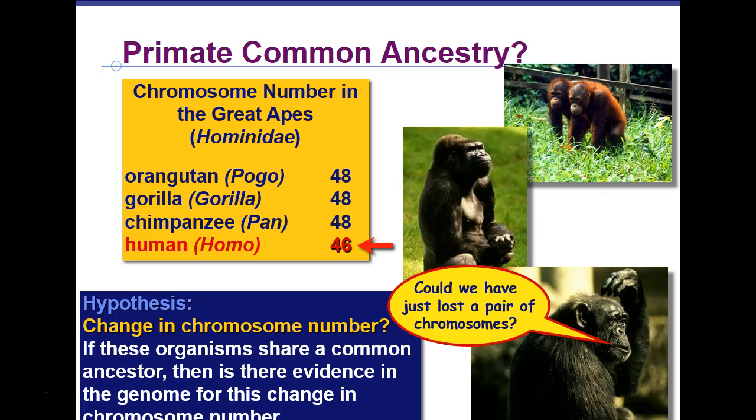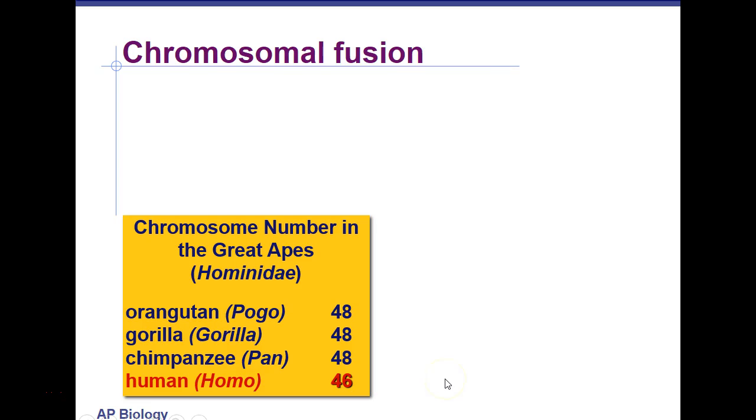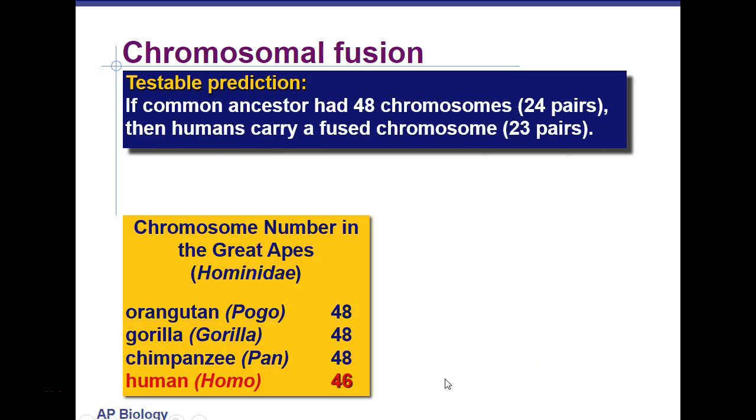So is there another hypothesis we could test regarding this change in chromosome number? Well, if these organisms share a common ancestor, then is there evidence somewhere in our chromosomes to account for this change? Maybe it's not a lost pair. Could it just be that there's a fused pair? In other words, the human ancestor, an ancestor as well of the chimpanzee, gorilla, and orangutan, had 48 chromosomes, 24 pairs. Could one of those pairs have fused, have linked together with another pair, reducing the number down to 23?